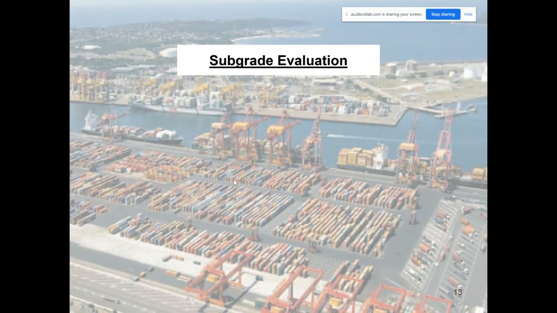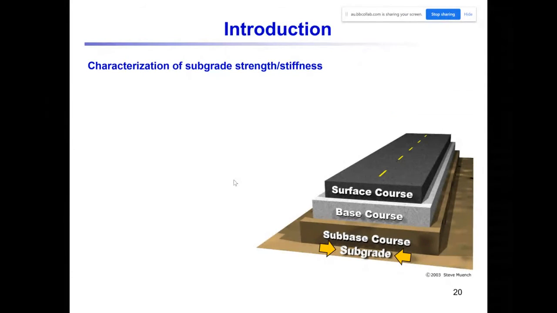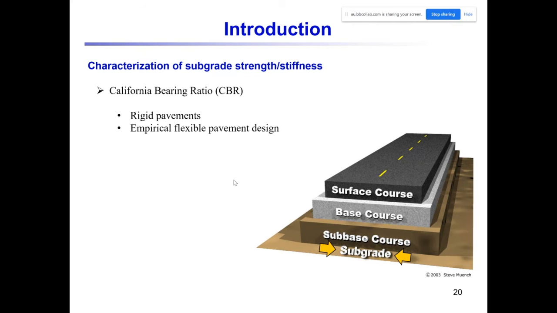In the next part, we are going to focus on evaluation of the subgrade strengths. So I already defined the subgrade. This is considered as the foundation of the pavement. In order to characterize the subgrade strengths and stiffness, there are two parameters that we can use. One of them is called California Bearing Ratio, CBR.